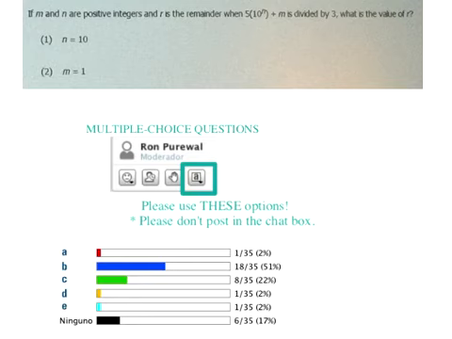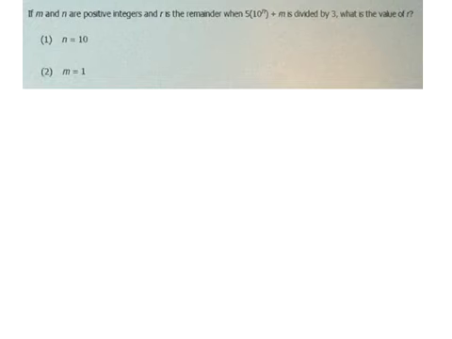But let's talk about this problem. So if m and n are positive integers and r is the remainder when this expression is divided by 3, what is the value of r? Just a second, please. All right, so let's talk about this problem. But before we talk about how to solve the problem, let's talk about what they do and don't do here, and what kinds of answers are not going to be the answer to a problem like this.